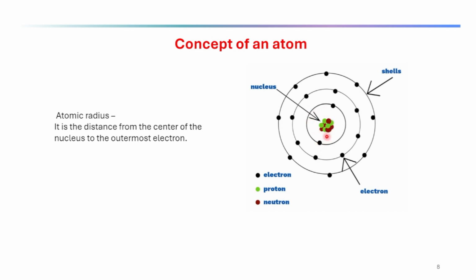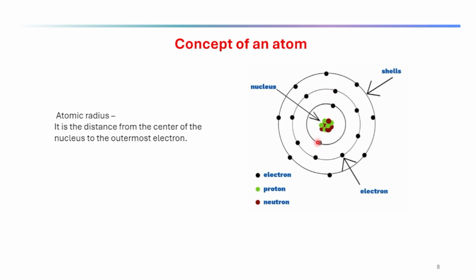Now in the first shell, only 2 electrons can be there, and in the next 2 shells, there can be at max 8 electrons. And the way of putting electrons is that first you have to fill the inner circles, only then you can fill the outer circles. So one by one you have to put in the inner circles.